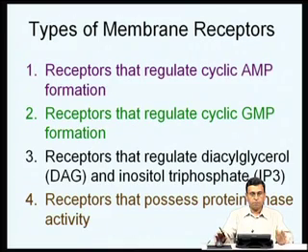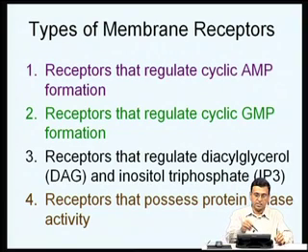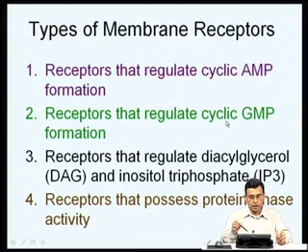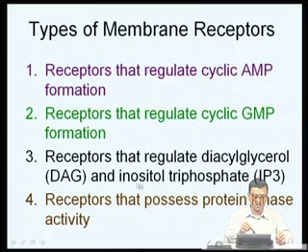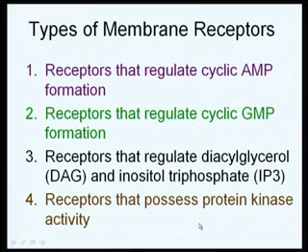So we have been discussing primarily membrane receptors and how ligands or hormones, when they bind to these membrane receptors, lead to the activation of specific signaling pathways, ultimately culminating in activation or repression of genes. So far we have discussed receptors that regulate cyclic AMP formation and receptors that regulate cyclic GMP formation. Today we are going to spend some time on the receptors that regulate diacylglycerol and inositol triphosphate formation and how these molecules in turn regulate gene expression, and maybe in the next class we are going to discuss receptors that possess protein kinase activity.